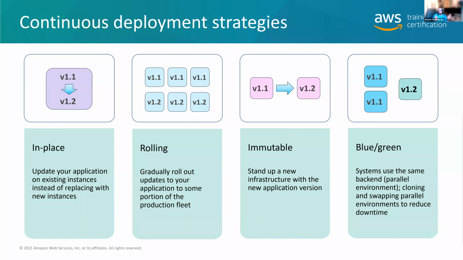The problem is that with in-place, you run the risk of it not working. And so rollback is harder. With blue green, rollback is easier, but it's more expensive. It also takes longer.